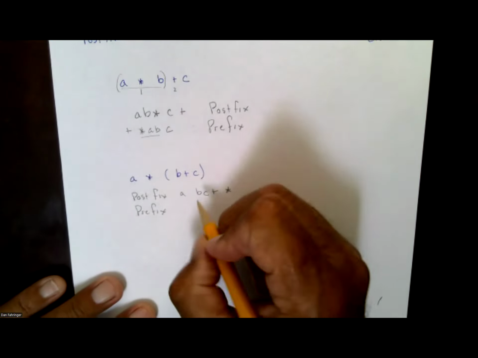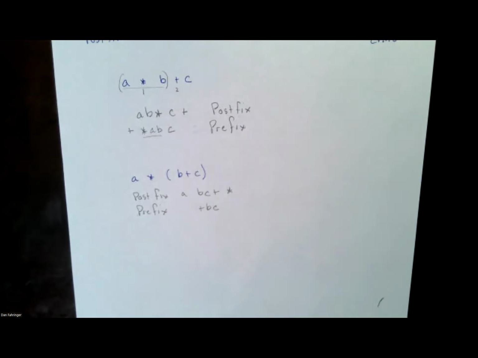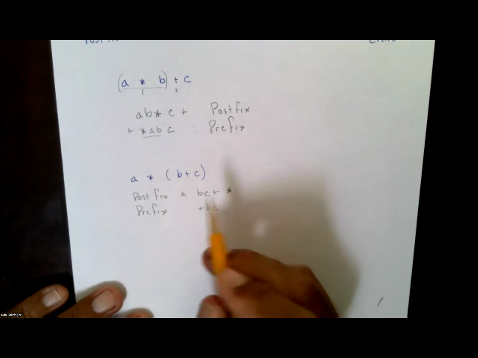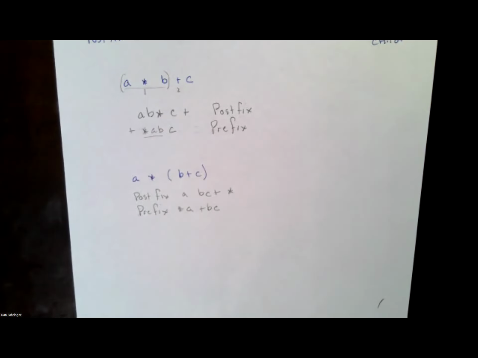Prefix, I'm going to do this first, times BC, then it's term times A plus BC. Again, ABC, ABC.